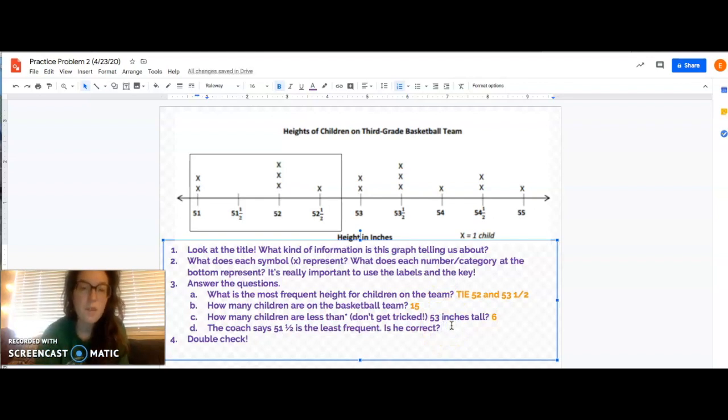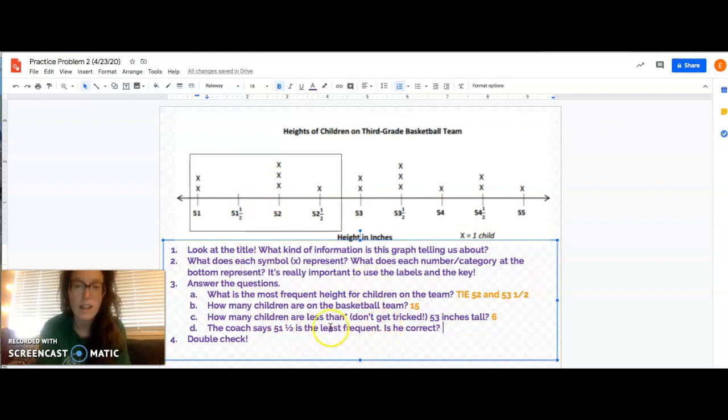The coach says 51 and a half is the least frequent. Is he correct? Take a second to think in your brain. If you need to pause the video, totally okay. It looks to me like it would be the least frequent because there's no children who were that height. But to be the least frequent, it has to have happened at all. So if it has 0 children, it's like it didn't happen. There were no children that were that height, so it can't be the least frequent.